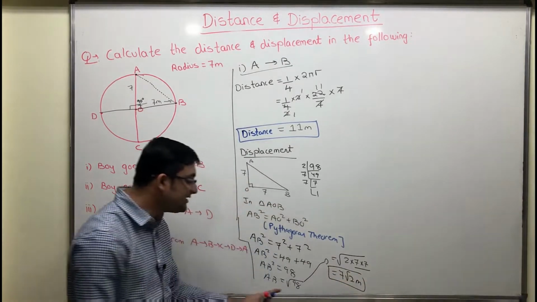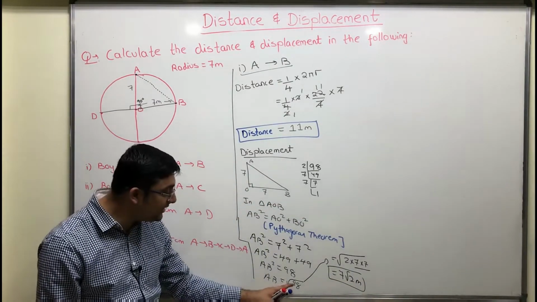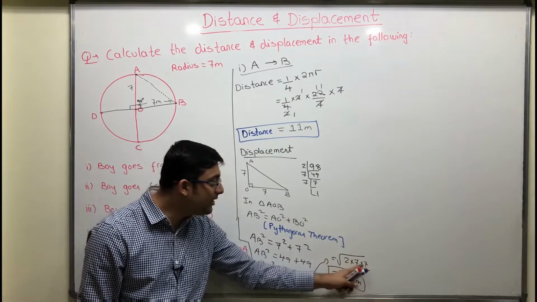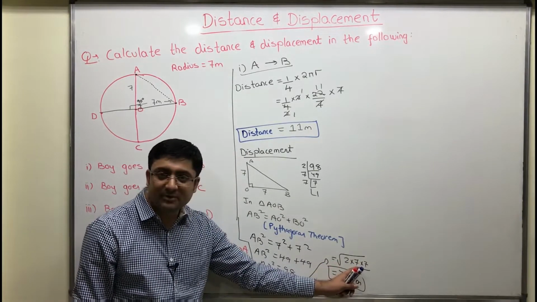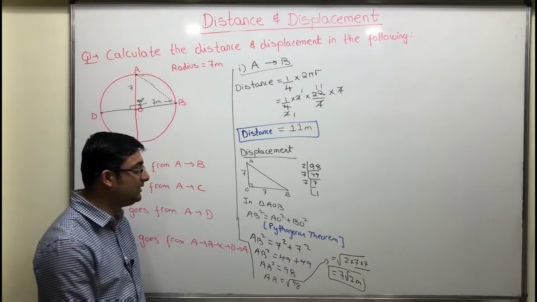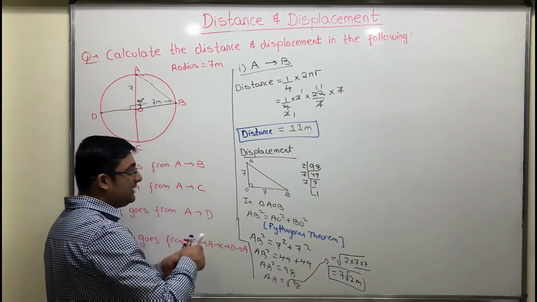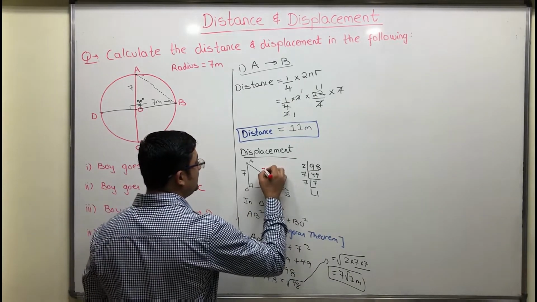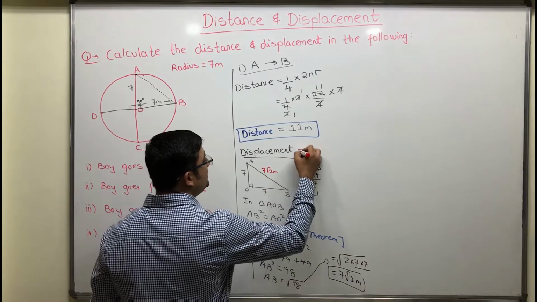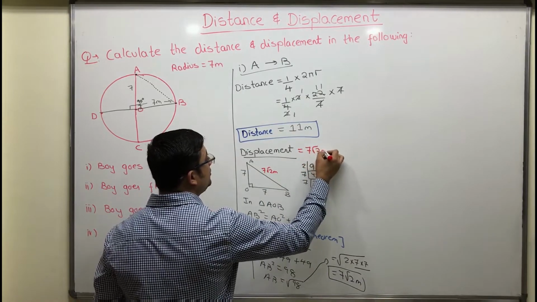I repeat, all I've done is I've just simplified this root over here. How do we simplify? Do the prime factorization. Pair of numbers come out. So because we have a pair of 7, it comes out 7 root 2 meters. So what is the displacement guys? It is 7 root 2 meters. So right over here, displacement is 7 root 2 meters.